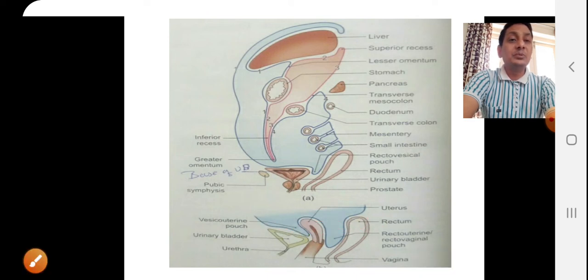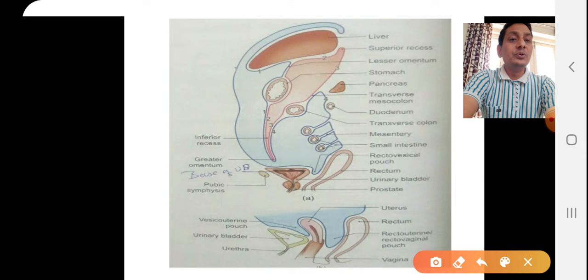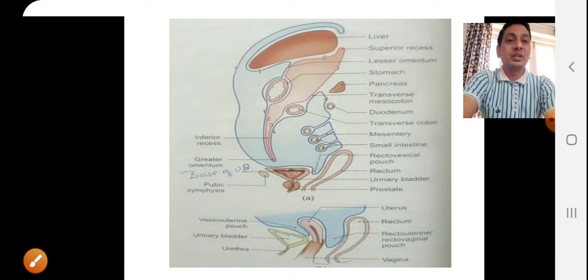Now this diagram shows the relations. In the male there is no uterus, so the bladder comes in contact with the sigmoid colon here, but in the female there is a uterus between the sigmoid colon and the urinary bladder. So these are the differences in relations in male and female.